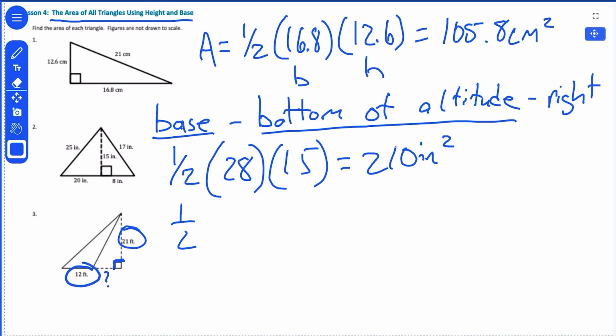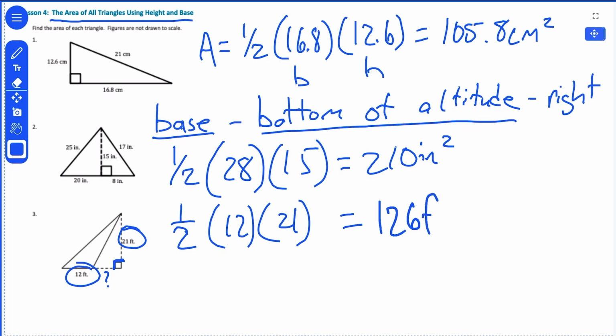12 is our base. Okay, so 1/2 of 12 times 21. 6 times 21 is, just to make sure, 126 feet squared. Okay, the base and the altitude. All right. Any questions on any of that?